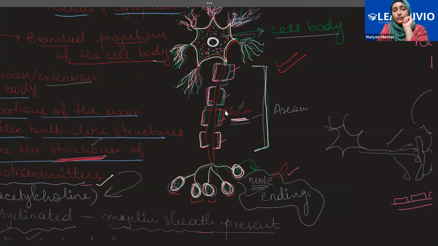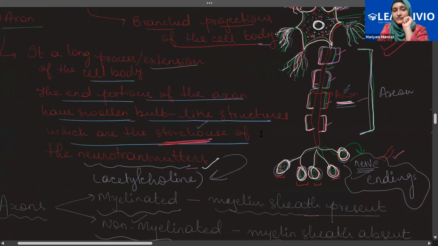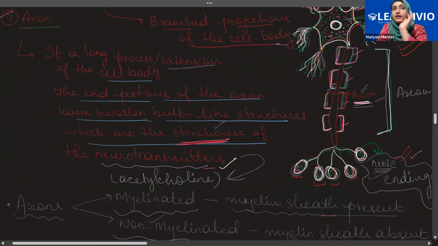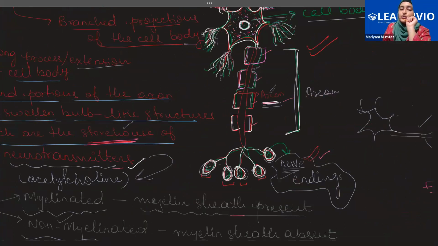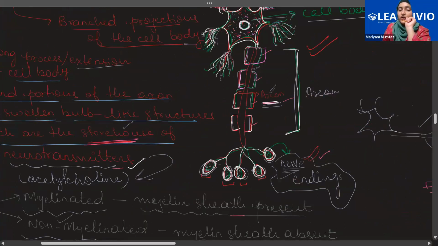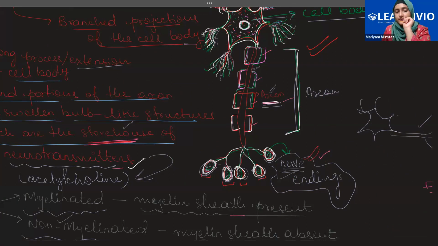Now moving forward, our nerve impulses are transmitted, and many times the axon ends with a swollen bulb-like structure, which we call the bulb, or you can say nerve endings. And in the nerve endings, there is the presence of a neurotransmitter called acetylcholine. So you can say that the nerve endings are the storehouse of neurotransmitter. Any doubts?